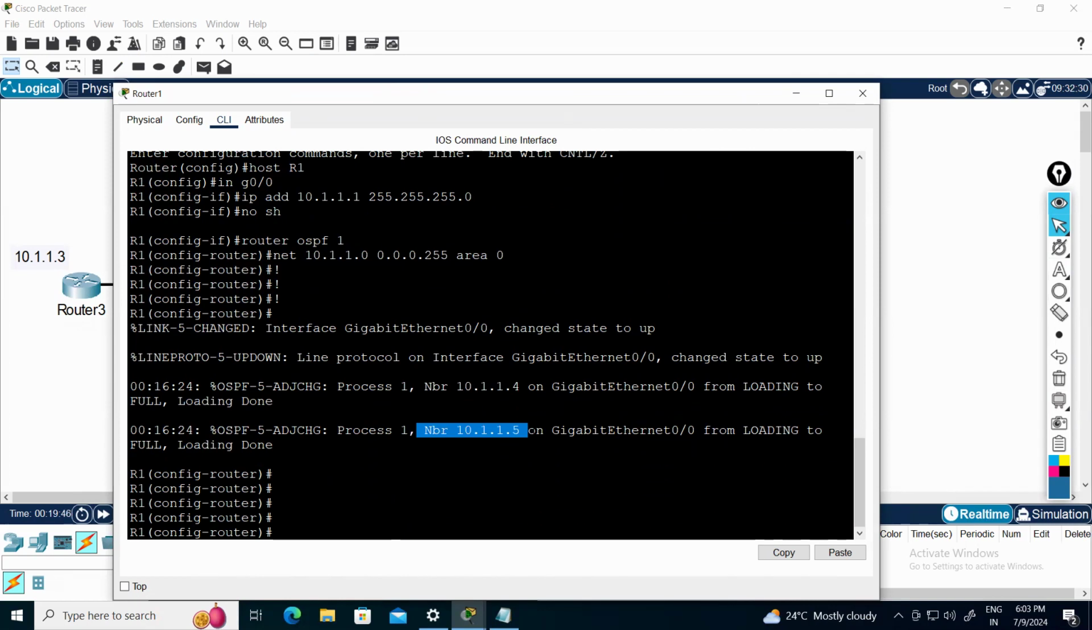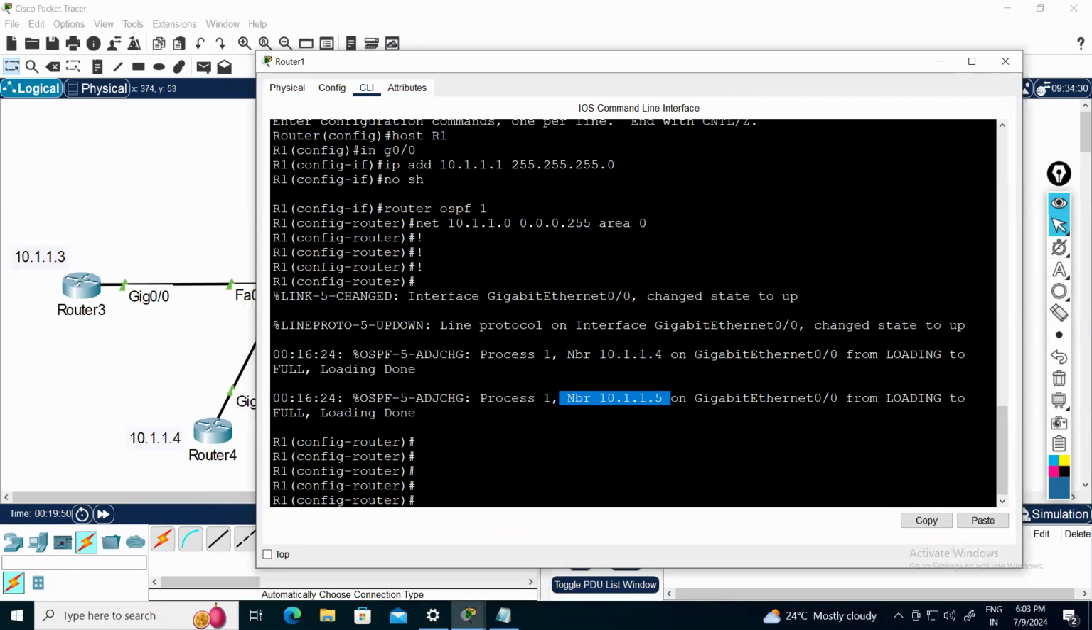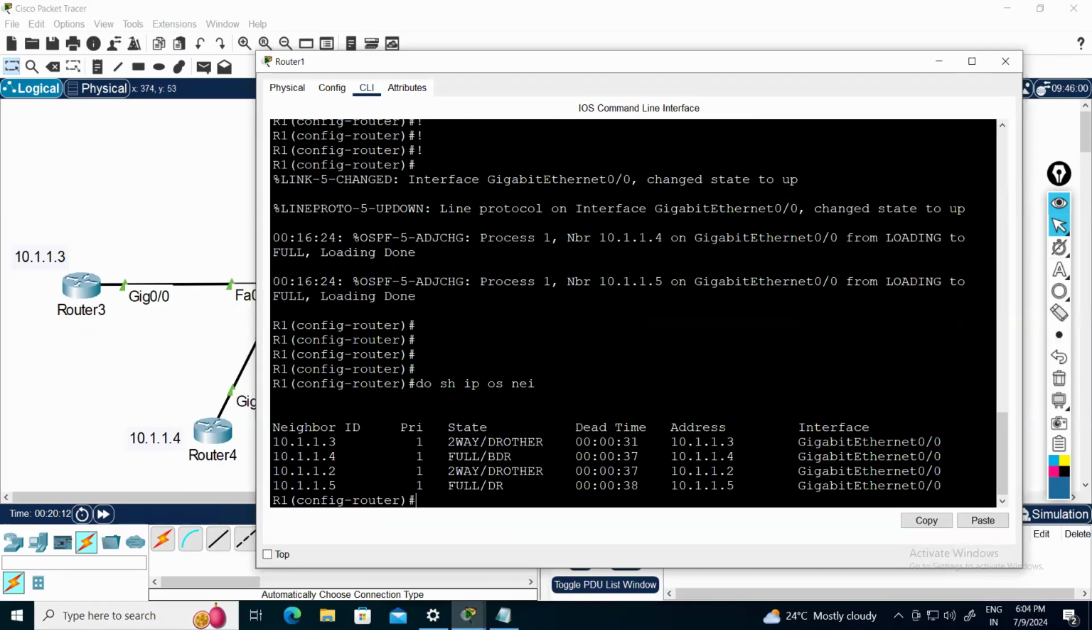DR and BDR. Okay. So I got this log that full neighborship has been established with DR and BDR only. It is neighbor with others also, but with others, it is not exchanging the database. They are just saying hi, hello, guys. They will just say hi, hello, and done. No information sharing. So if you say do show IP OSPF neighbor, check here.